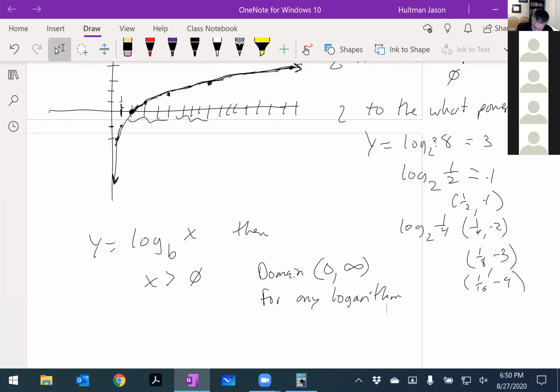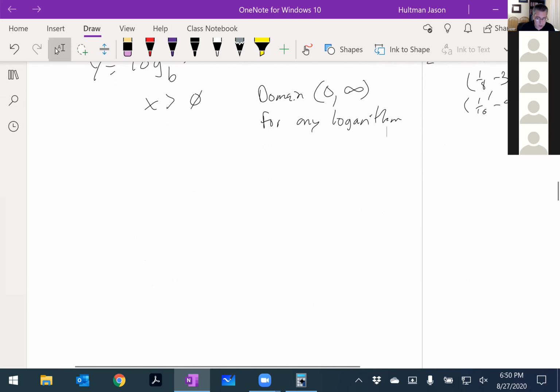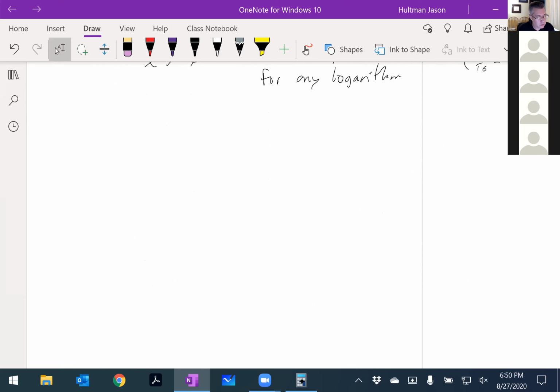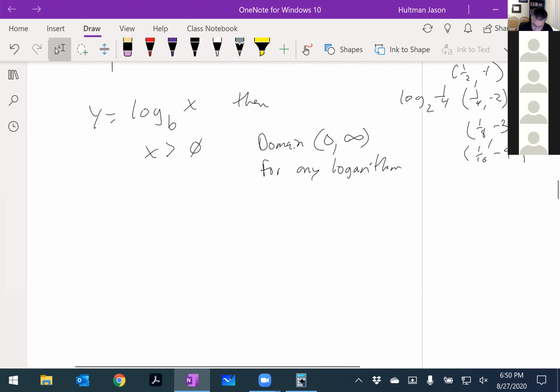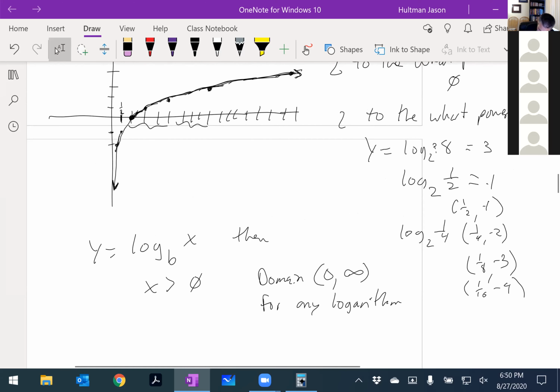Okay, so let's look at some properties of logs real quick. Does that make sense? If I plug in a negative number for x, it doesn't make sense. You can't take the log of a negative number. Okay, you also can't take the log of 0. That also doesn't make sense.